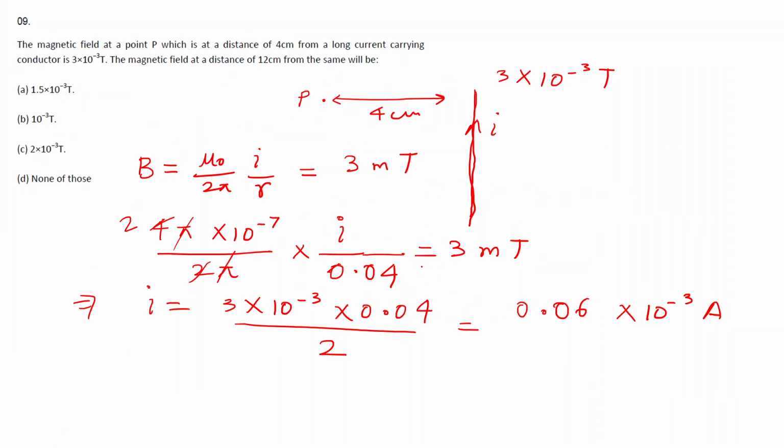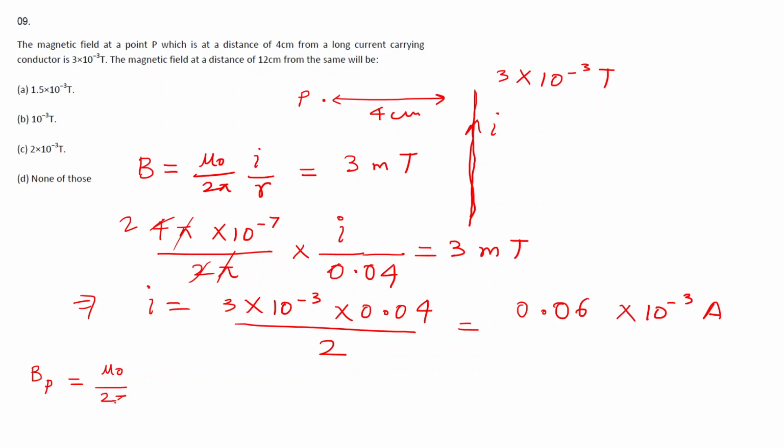So this is the value of the current. So we get to know this is the current flowing in this. Now we need to find out the magnetic field at point P. So we know the distance will change, and the magnetic field at point P will be mu naught. The same formula we'll use, only the value of R will change. Now we know the value of I, so we will substitute that.